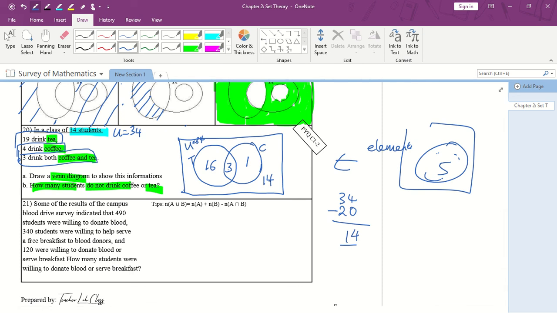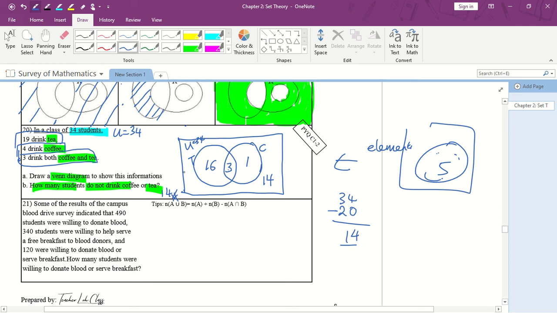And question B asks, how many students do not drink coffee or tea? The answer is 14. 14, because they are not in the region of T and C.